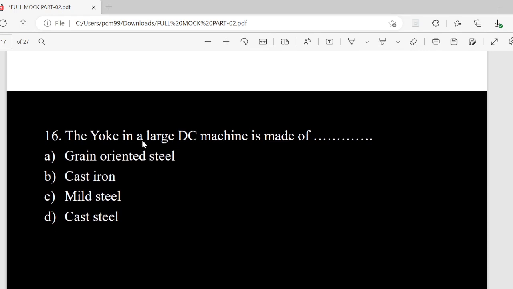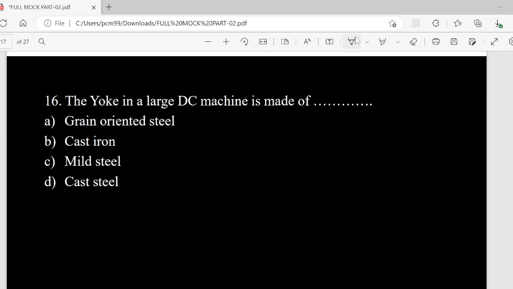Next. Question number 16. The yoke in a large DC machine is made of option A grain oriented steel, option B cast iron, option C mild steel, and option D cast steel.